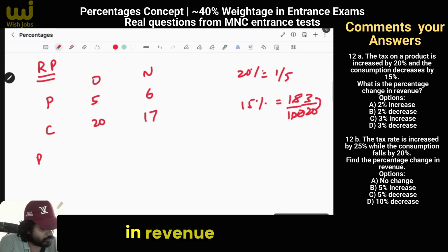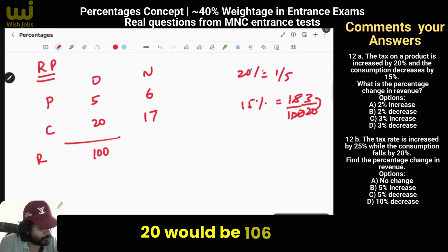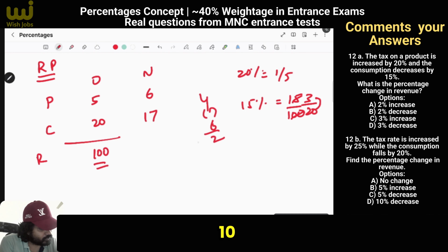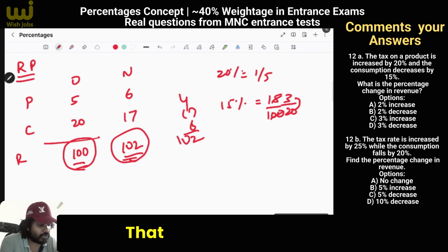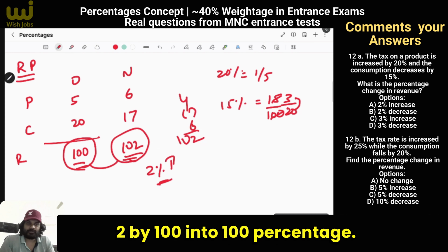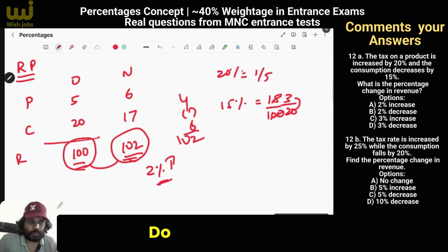So percentage change in revenue you need. 5 into 20 would be 100. 6 into 17, that is 17 6s are 102. So previously it used to be 100. Now it became 102. That means a 2% increase. 2 by 100 into 100%. Right? Yeah. Do the next problem.